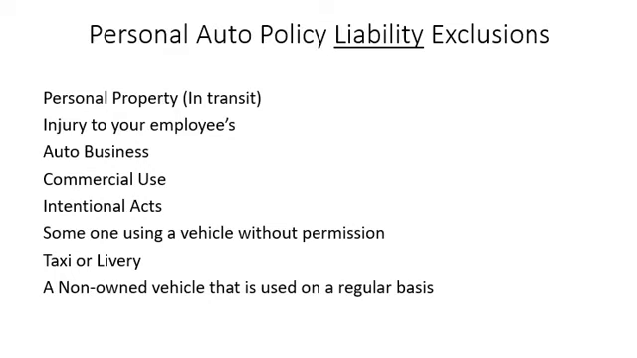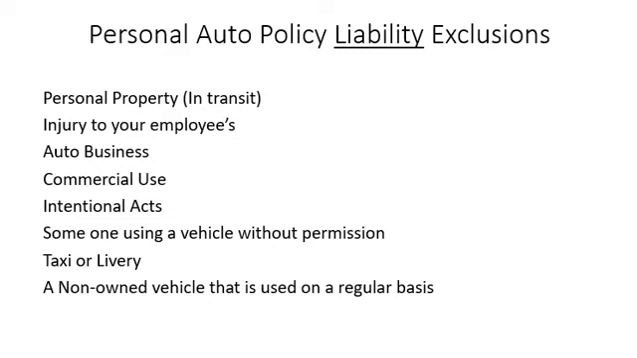If they are driving your vehicle and they get into an accident and your insurance company catches wind that they were using it on a regular basis, but they were not covered under your policy, nor did they have their own policy or their own liability insurance, that is an exclusion. A non-owned vehicle that is used on a regular basis has no coverage under liability.